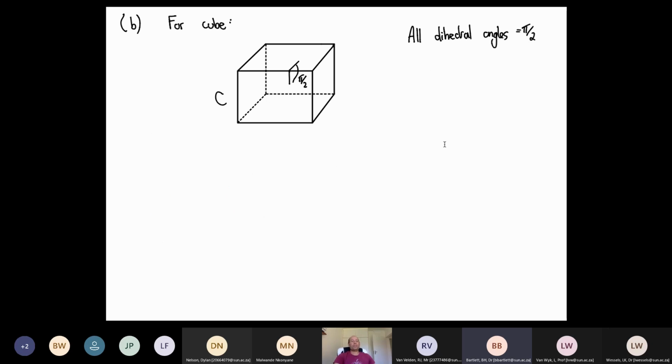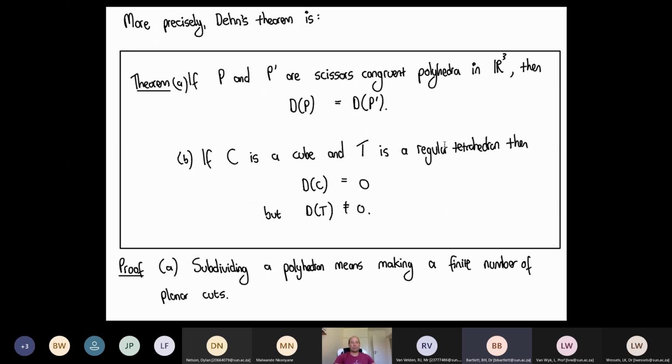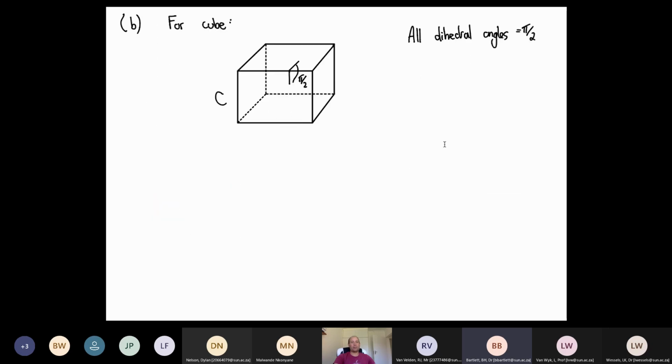Okay, now let's have a look. So remember what the theorem said. Part B of the theorem said that the Dehn invariant of a cube was 0, but the Dehn invariant of a tetrahedron was non-zero. So let's go ahead and calculate. What's the Dehn invariant of a cube?